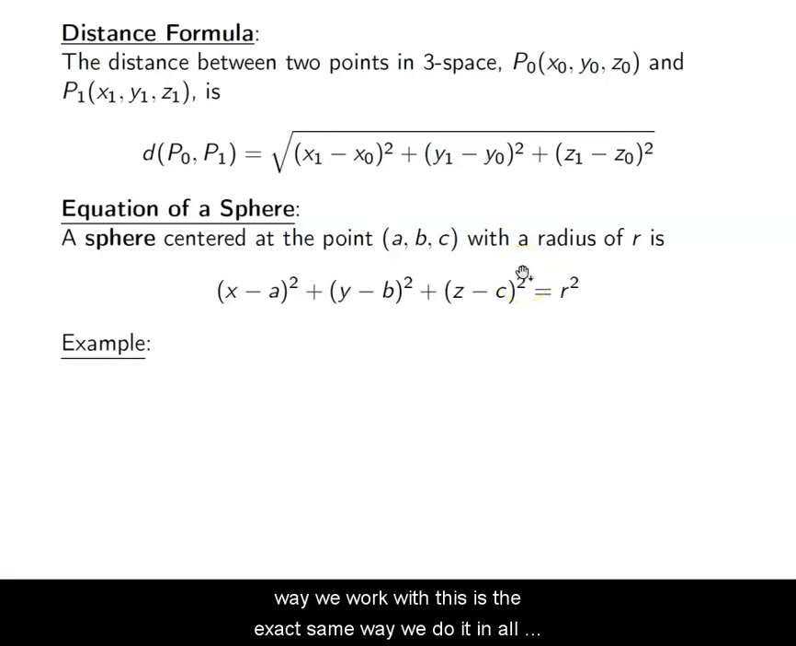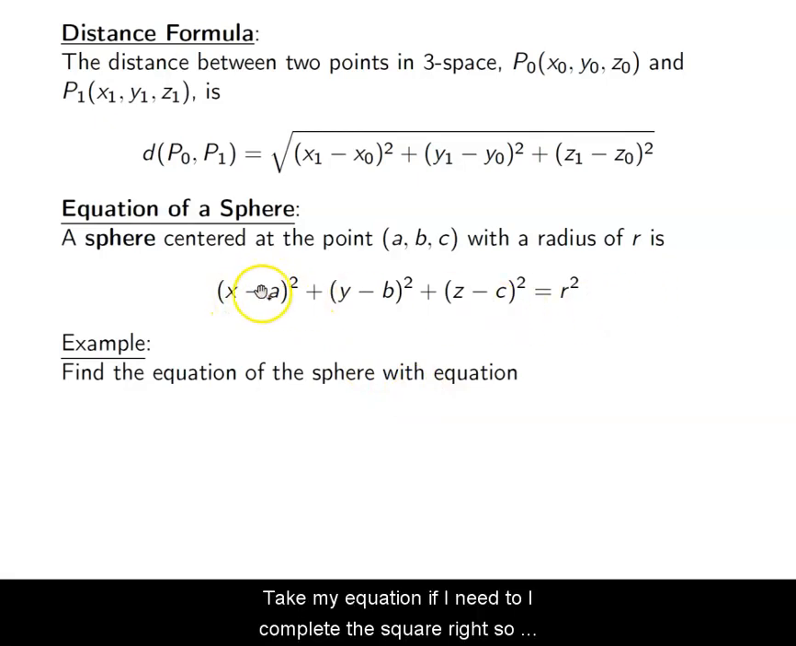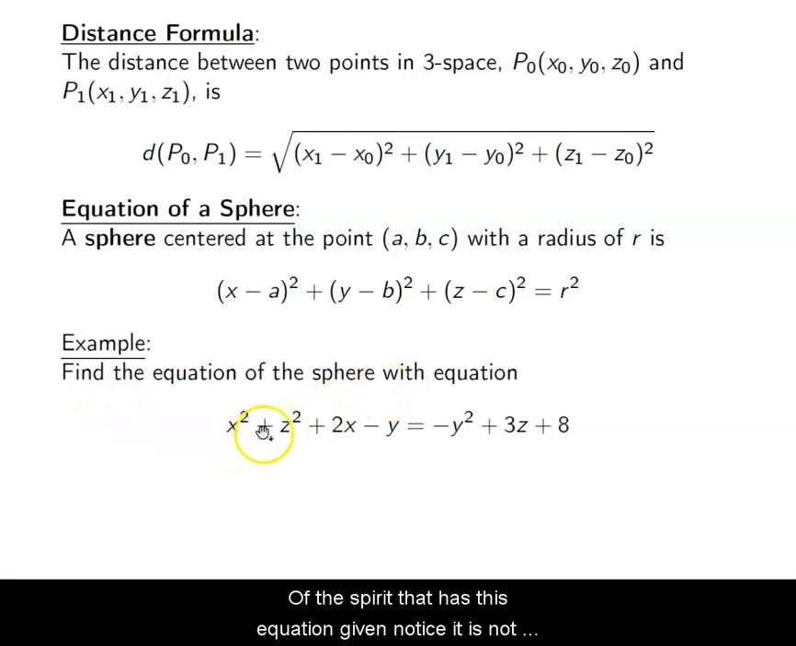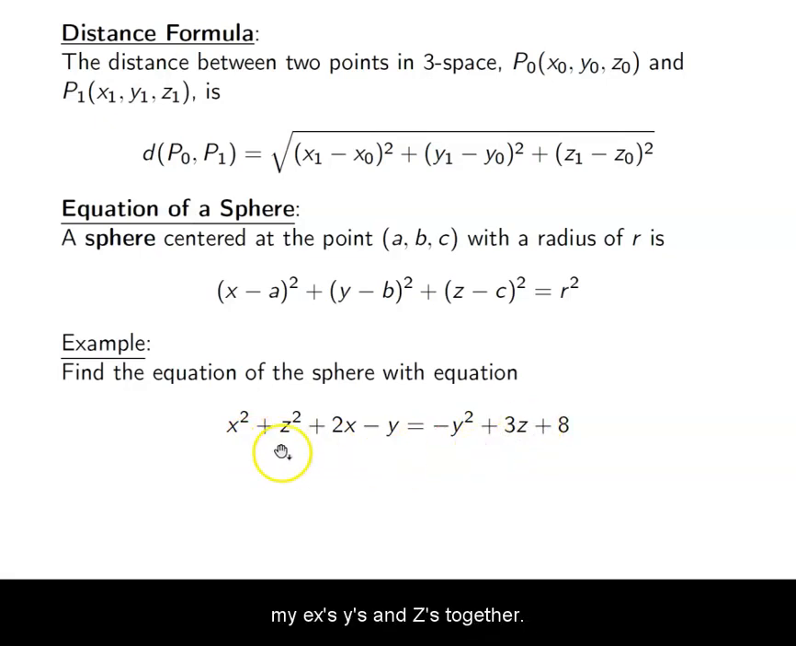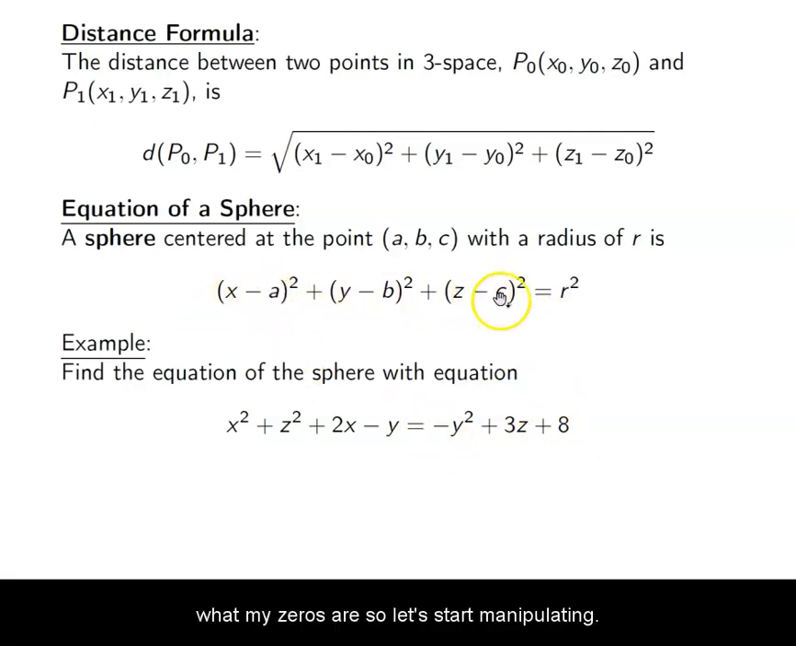The way we work with this is the exact same way we do it all the other times. I take my equation, and if I need to, I complete the square, right? So if I want to find the equation of the sphere from the equation given, notice it is not in standard form. I don't know what the radius is. I don't know the center. So what I need to do is group my x's, y's, and z's together and keep my constants on the other side, completing the square as needed so I can figure out what my centers are.